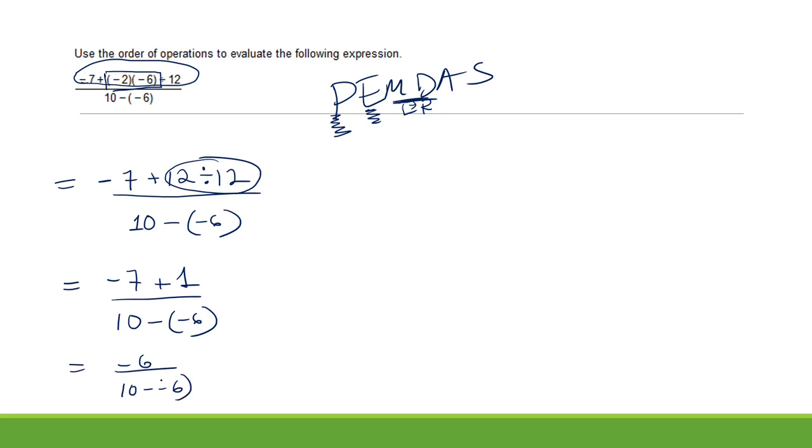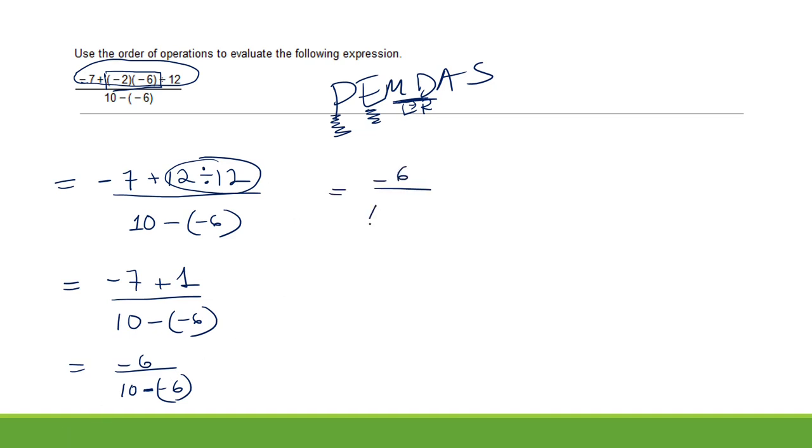And the top now simplifies to negative 7 plus 1, which is just negative 6, divided by 10 minus a negative 6. Now don't feel tempted to cancel out 6 and 6 here. You cannot do it because of the negative sign between. If this was multiplication, you could, but you can't do it across a subtraction or addition symbol here.